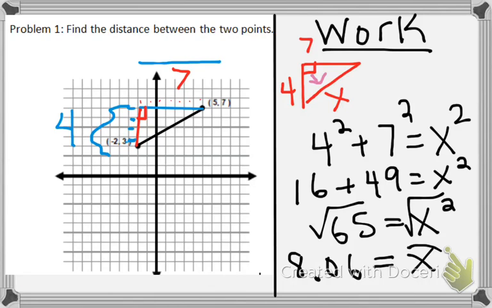You have a couple problems with your table, and they ask you to graph the points. Make sure you do that and connect the line and draw a horizontal and vertical line to make that right triangle.